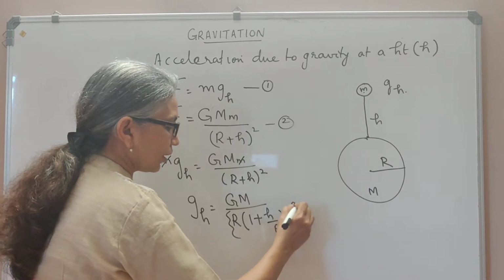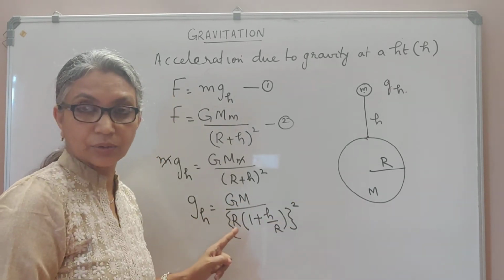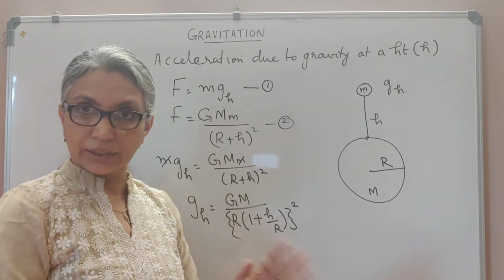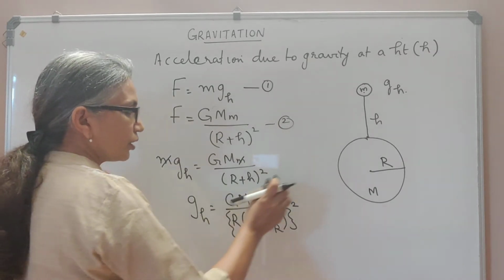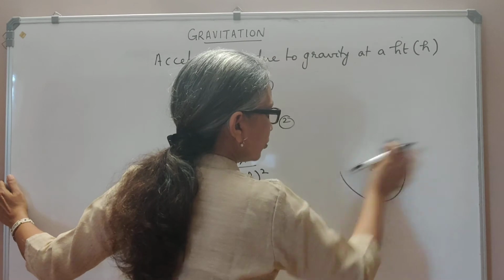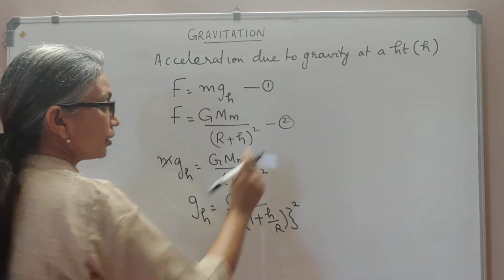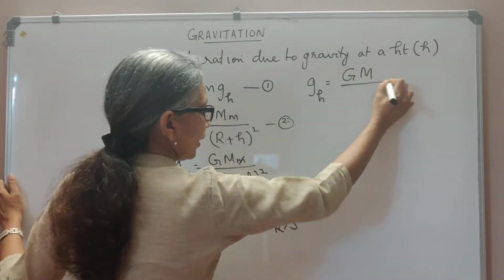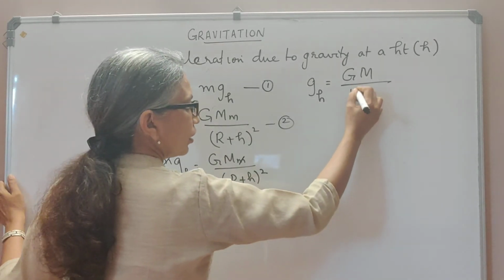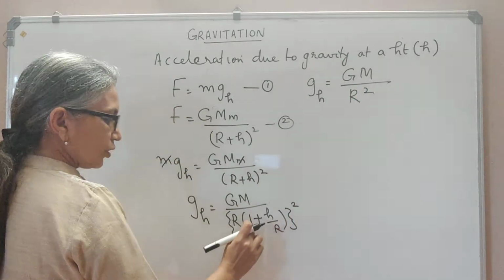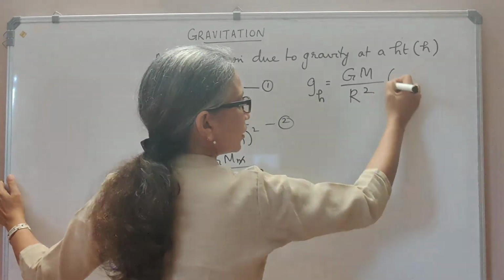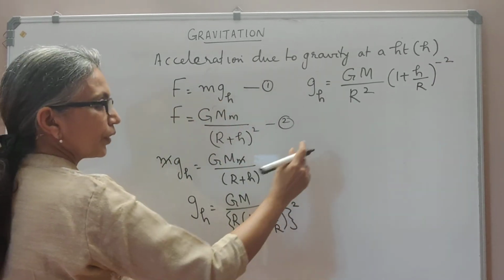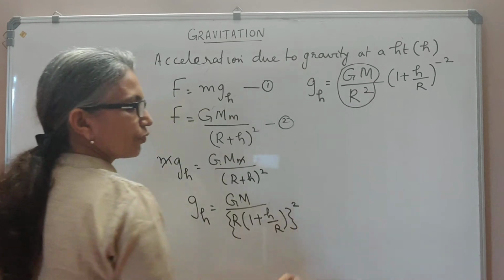Why I'm doing that is because if I get this GM by R square, I can replace it with g on the earth, because we just found out that small g on the earth is GM by R square. So I want to relate g_h to g, that is why. So now I may write g_h is equal to, on top I have this GM by R square, and then take this on top, that is (1 plus h by R) the whole square, can be written as (1 plus h by R) raised to minus 2, because I've taken it up. This is what we have as g on the surface of the earth.